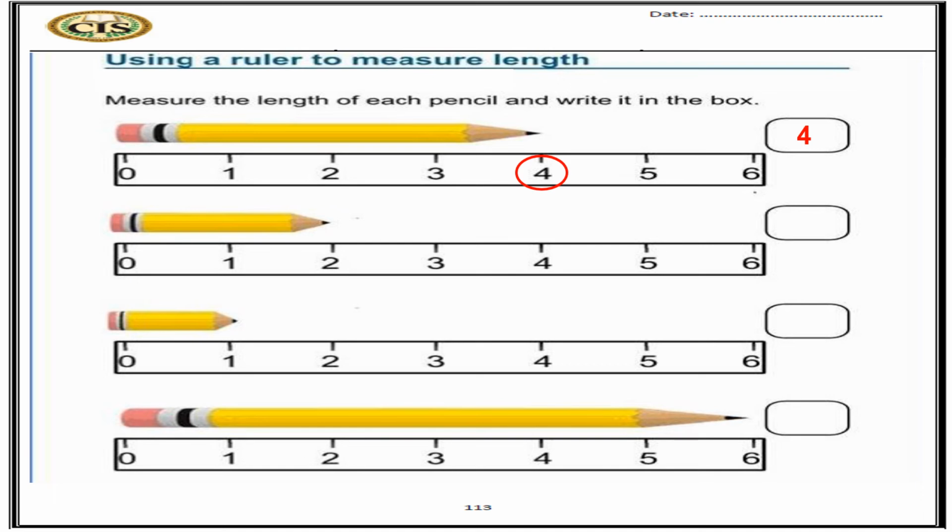Second pencil. The first end is at 0 and the last end is at 2. So it's 2. The third pencil. The first end is at 0 and the second end at 1. The last pencil, the first end at 0 and the second end at 6. So it's 6.